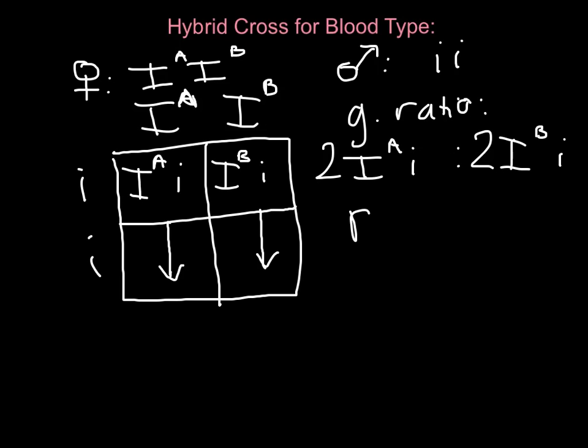And then for the phenotypic ratio, look at the blood type. So what these two allele combinations make as a blood type. So it'd be 2 type A to 2 type B. Alright?